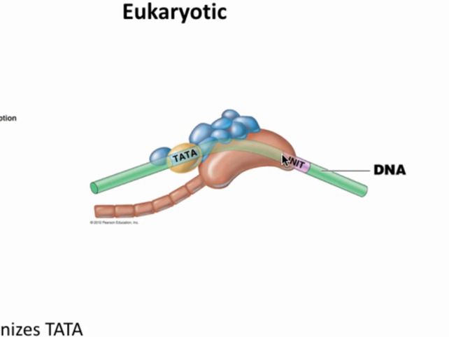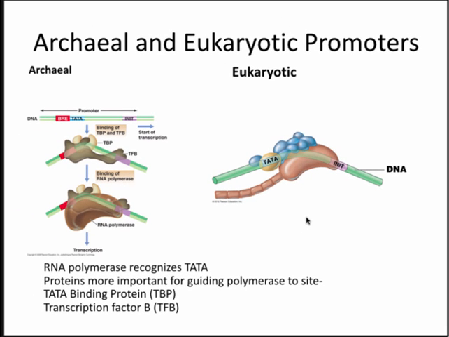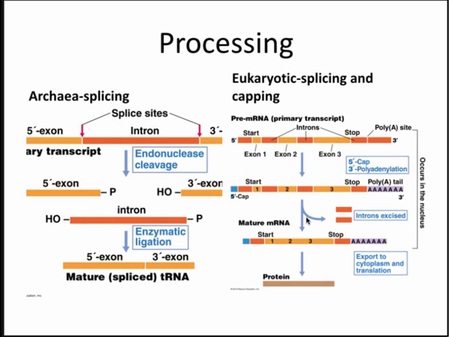In eukarya, it's a similar method, except the proteins that are involved are a little bit more complex, and we're not going to go into the details. So, for processing, archaea and eukarya have these introns, and these introns need to be spliced out. So you get these endonuclease cleavages, and then you get a ligation and a mature spliced tRNA. Same process happens in eukaryotes.